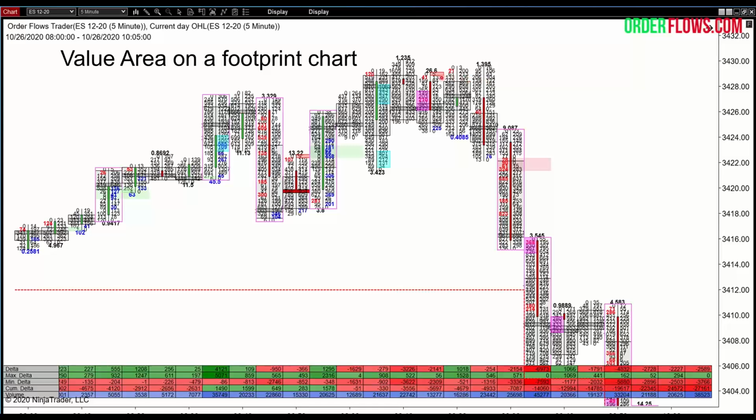So again, it's nothing fancy. It just puts a box around the value area, right? The points of control are still there. That's the area with the most volume traded in the bar, but the value area is where 70% traded. Some people say, well, it should be 68. You can change that, right? You can go to the settings and change it to 68 if you want. But honestly, it's not going to make much difference between 70% and 68% generally. But again, it's up to you what you want to use. You can adjust that.